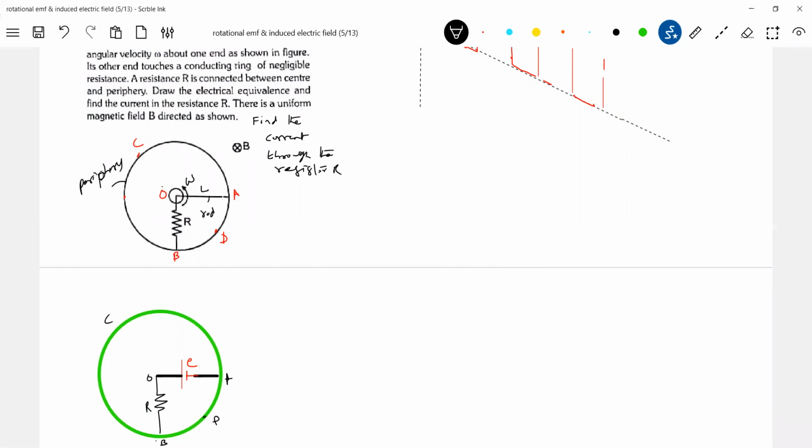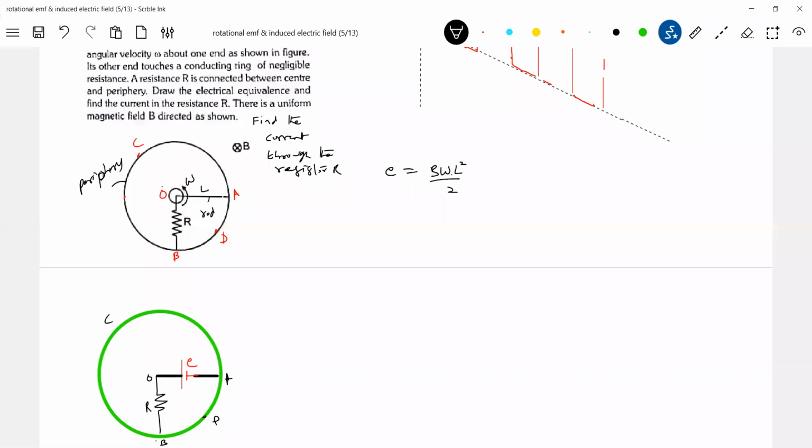It is asking for the expression for current I. So first, what is E equal to? E equals B omega L square by 2. Now, why the polarity? Again, Fleming's left-hand rule. Assume B bar into the plane. For the tangential velocity of any point on the rod, the thumb will be pointing towards O. So therefore, the end O will be positive. The positive charge will drift towards O.